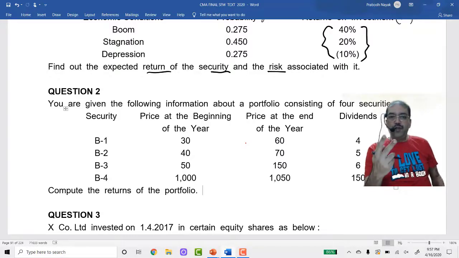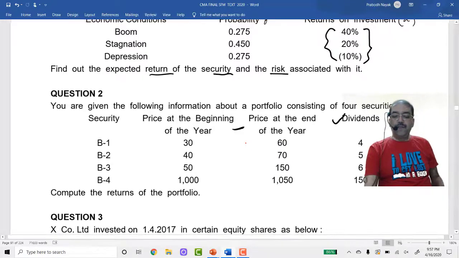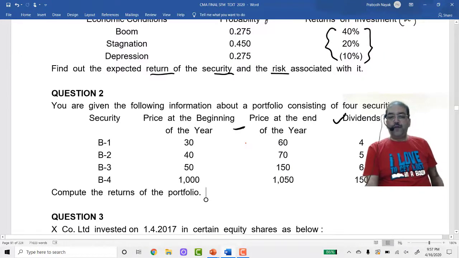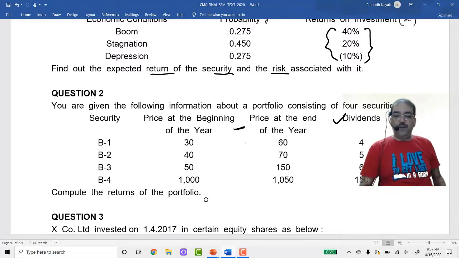Returns are made up of two things. One is the regular rate of returns, that is dividends. Second is what? The difference in the two prices, price at the end of the year and price at the beginning of the year. That is called as what? Capital appreciation. So 60 minus 30, okay, plus 4. That is your total returns on the investment that you have made, that is 30 rupees.